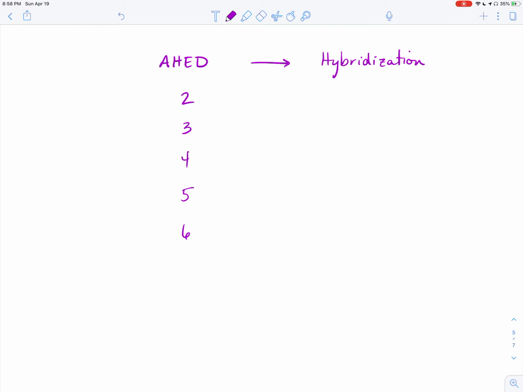So if you have 2 areas of high electron density around the center atom, it will hybridize and create 2 sp orbitals. If it's 3, it'll be sp². If it's 4 areas of high electron density, it's sp³. 5 areas of high electron density, sp³d. And 6 areas of high electron density is sp³d². So this particular number association and hybridization association is what I would like for you to know at the end of this particular video.